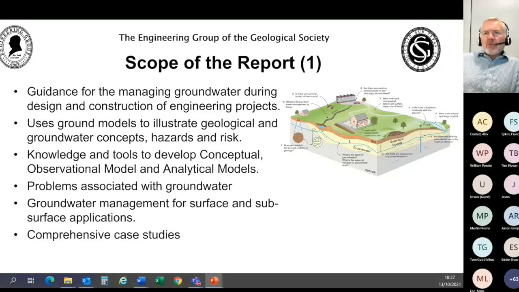Problems associated with groundwater are highlighted and methods to control groundwater are discussed, together with examples of how groundwater can be successfully managed in surface and subsurface applications. Case studies are referenced throughout and collated in the final chapter.